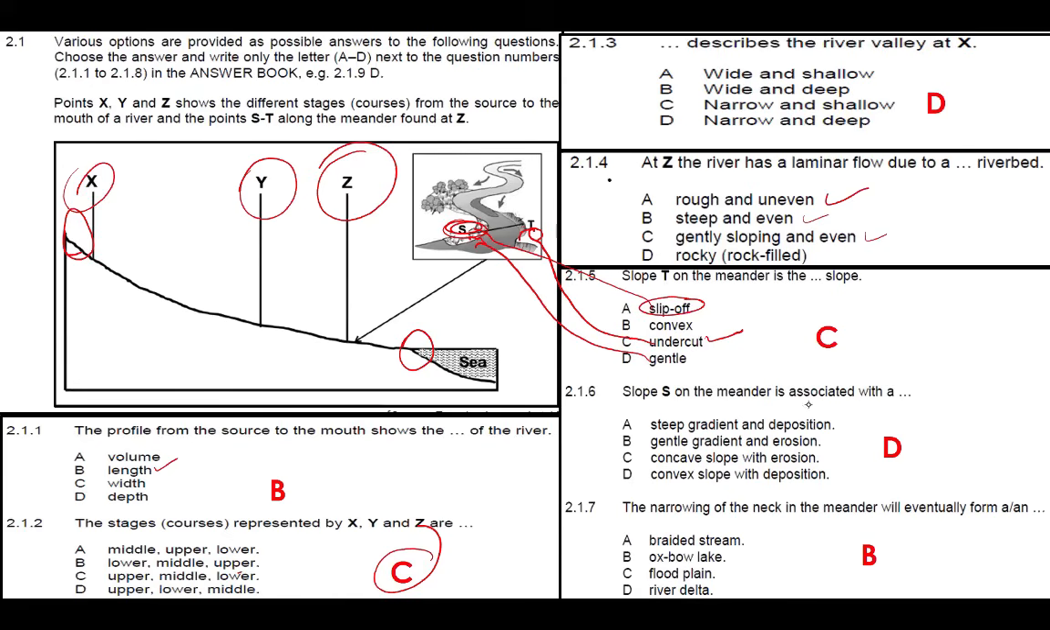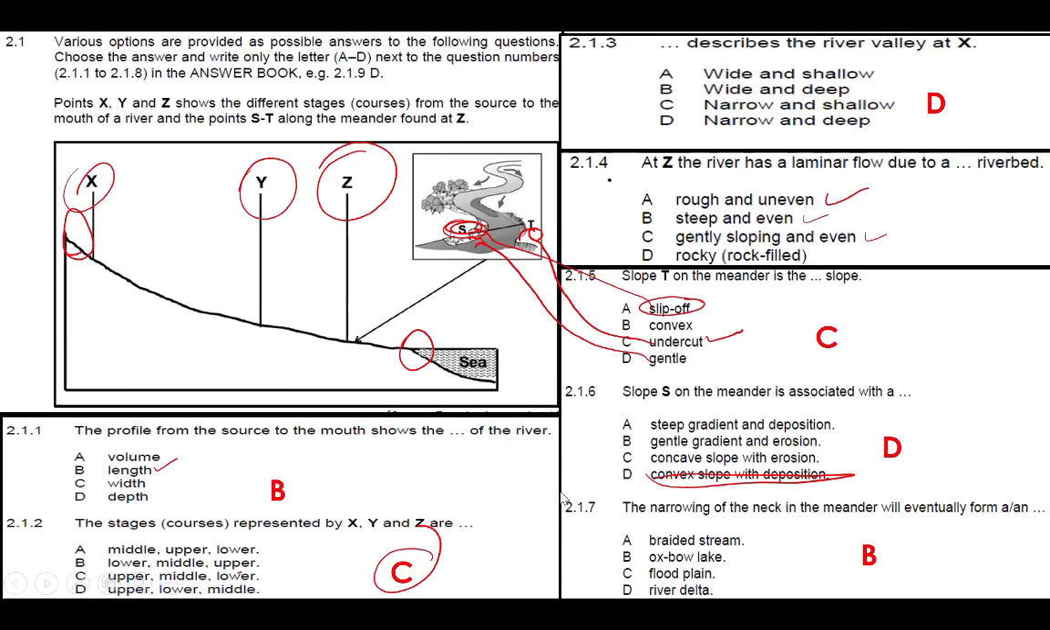Slope S on the meander is associated with what? Is it associated with a steep gradient and deposition, gentle gradient and erosion, concave slope with erosion, or convex slope with deposition? So here it will be convex slope with deposition.